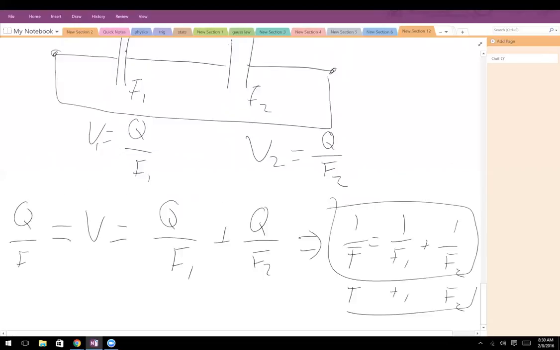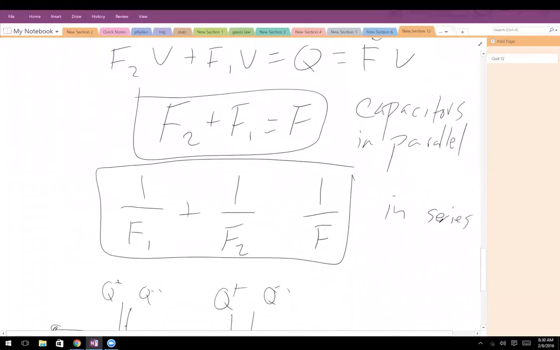So basically, if you have them hooked up in parallel, the capacitance gets bigger. If you put them in series, the capacitance is actually smaller than either one of the two that you started with. So that's kind of weird.